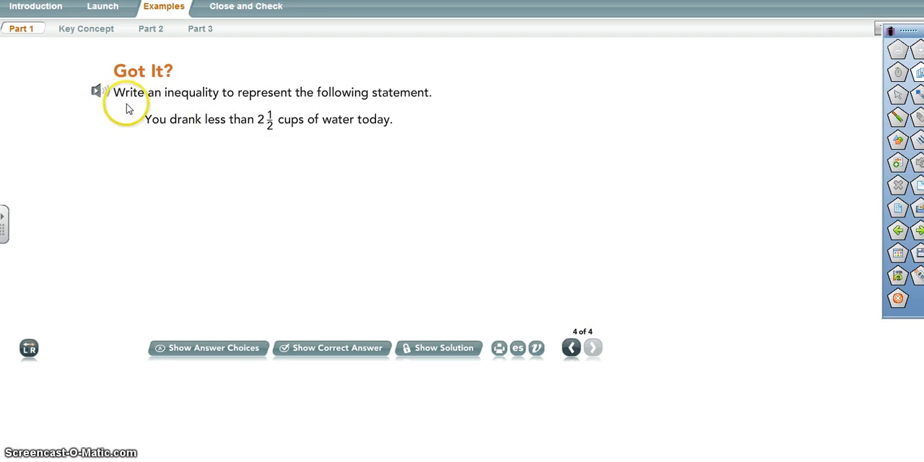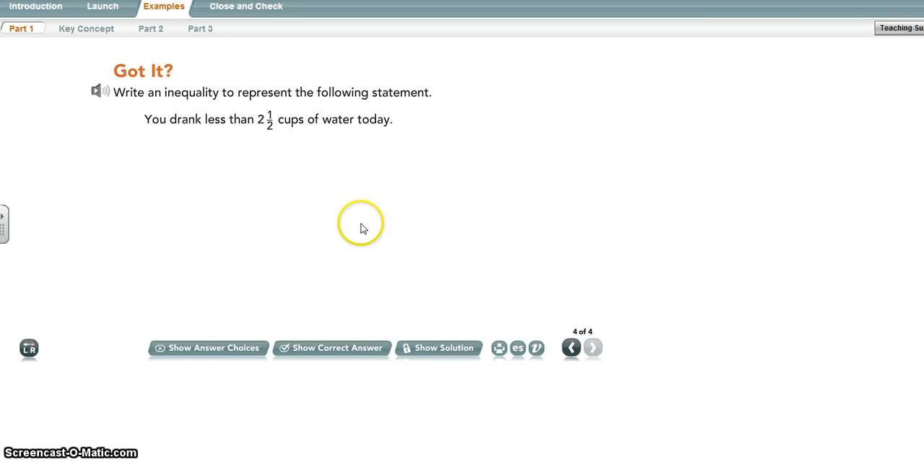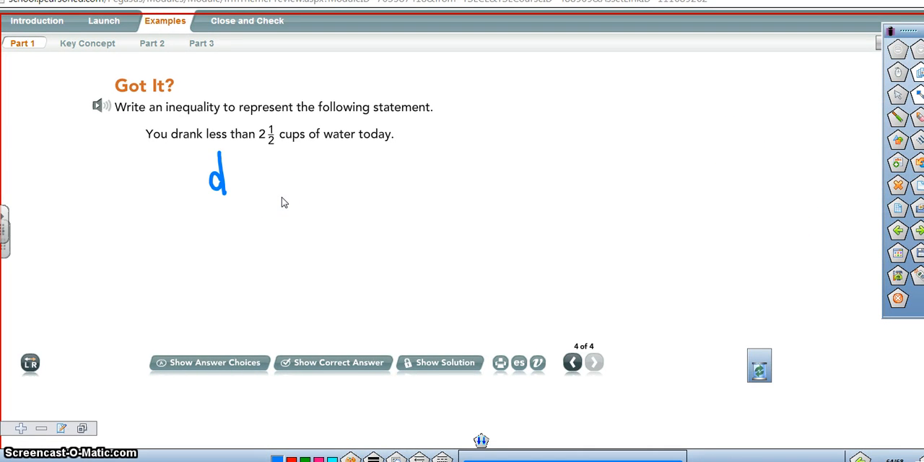This one, write an inequality to represent the following statement. You drank less than 2.5 cups of water today. Okay, so you've got to be thinking, is it talking about numbers that are less than 2.5 or numbers that are greater than 2.5? And we also want to think, what about 2.5 exactly? Like, is that okay? It's saying you drank less than 2.5 cups of water today. So it's not saying you drank 2.5, and it's not saying you drank more than 2.5. It's saying you only drank less than 2.5. Maybe D for how much we drank is less than 2.5.